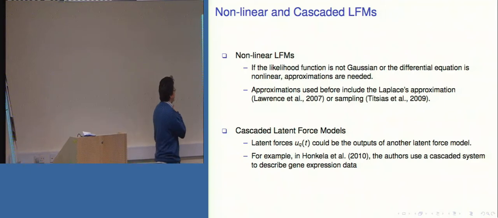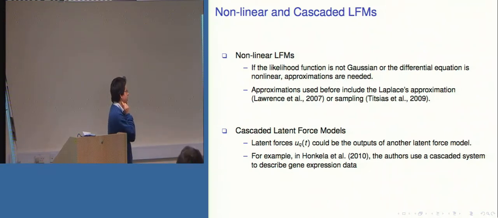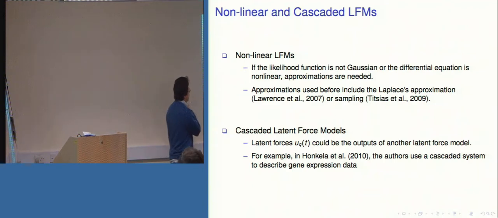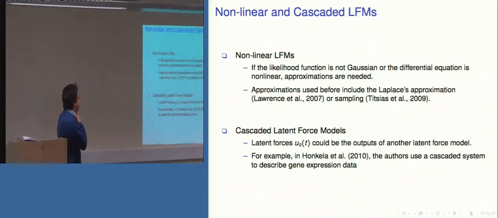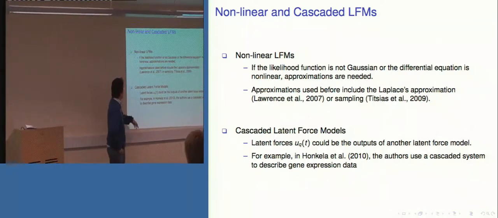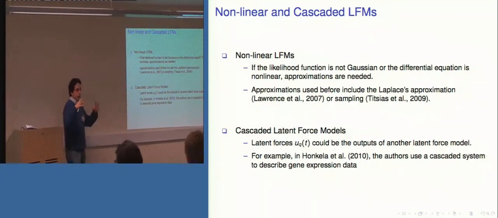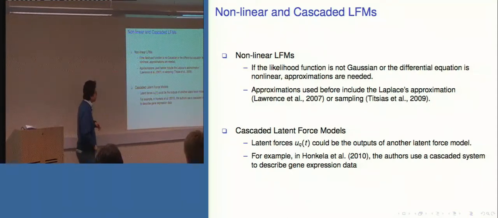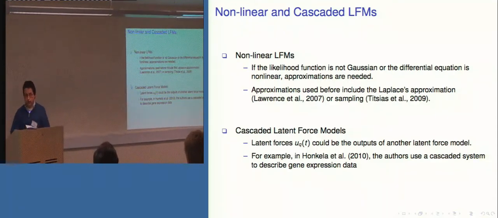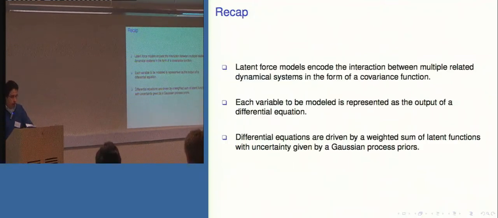In the original paper where all this started, Neil used the Laplace approximation, and then Michalis Titsias, who was a postdoc at Manchester, was doing a lot of sampling on those nonlinear latent force models. And this is another extension, cascaded latent force models, where the Gaussian process could be the output of another latent force model. So you have a series of latent force models. Particularly, Antti used this for gene expression data. Now I'm going to talk about more extensive work on switch latent force models.